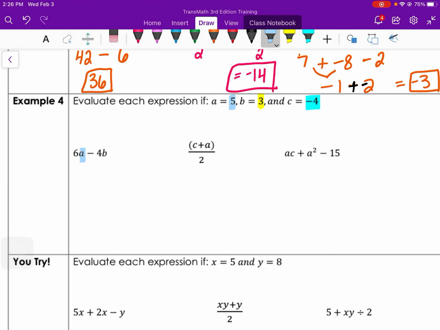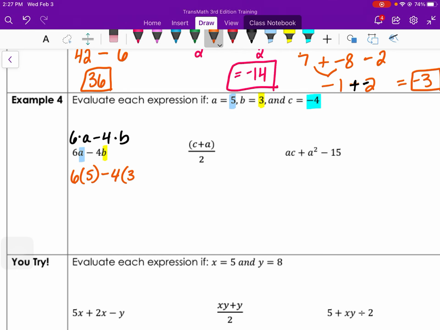So 6A, I'll plug in a 5 there, minus 4B, I'm going to plug in a 3 there. 6A, remember, means 6 times A minus 4 times B. So this will be 6 times 5 minus 4 times 3. So I like to write it in parentheses whenever I substitute in a value, especially if I'm multiplying it by something. Then 6 times 5 is 30, minus 4 times 3 is 12. 30 minus 12 is 18.